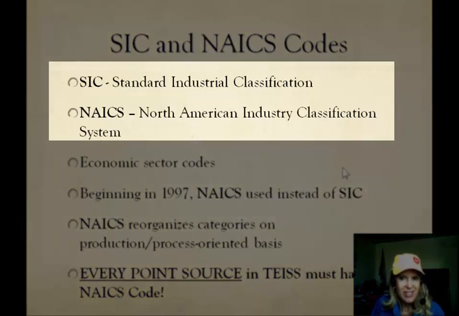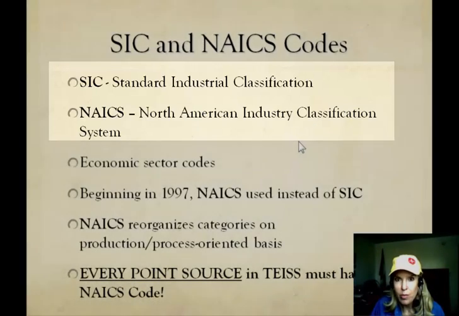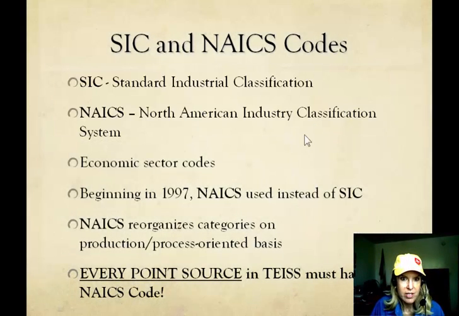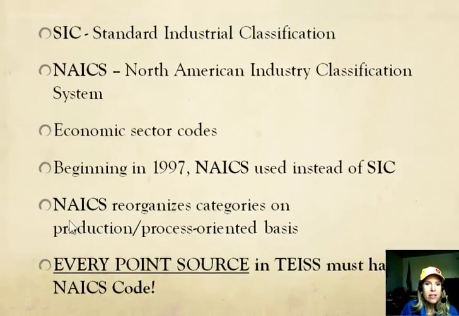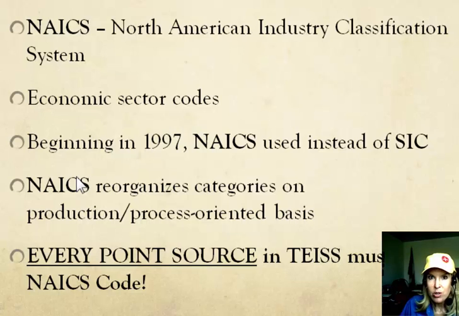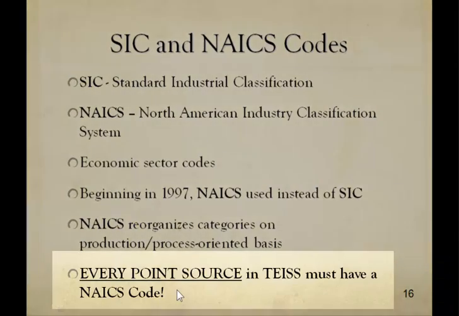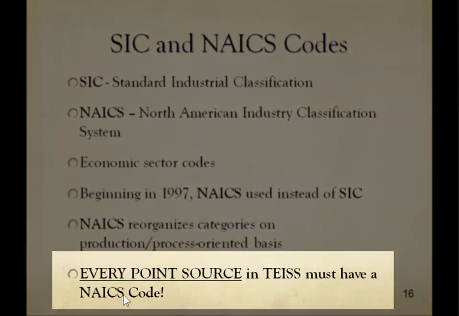Standard Industrial Classification codes and North American Industry Classification System codes are for point sources. Beginning in 1997, the NAICS codes are now used instead of the SIC codes, and these codes relate more to what we're interested in, which is actually the emissions, so what the process is and what it's producing. Keep in mind that every point source in TEISS must have a North American Industry Classification System code.